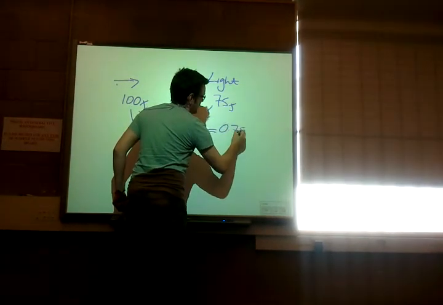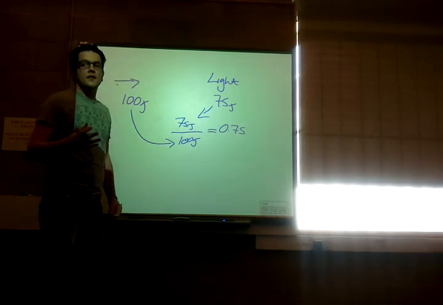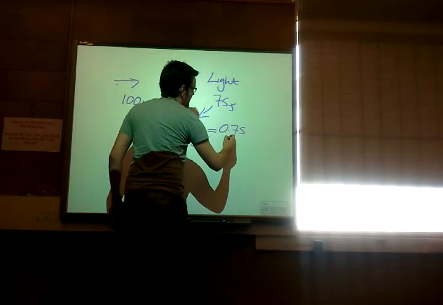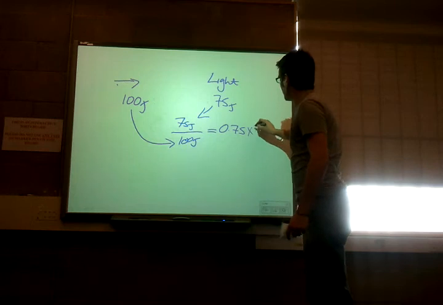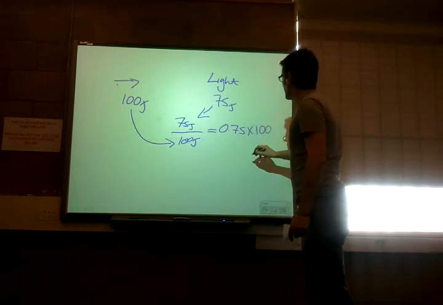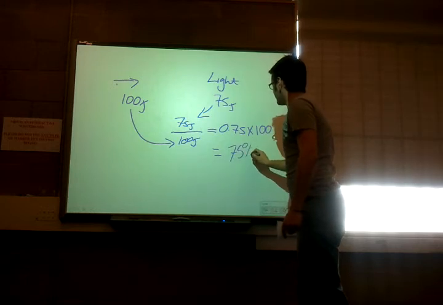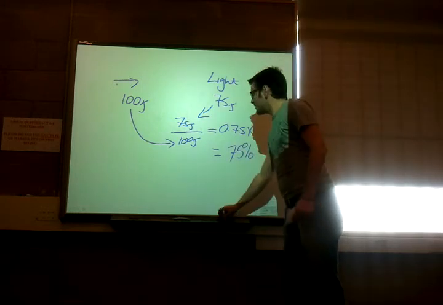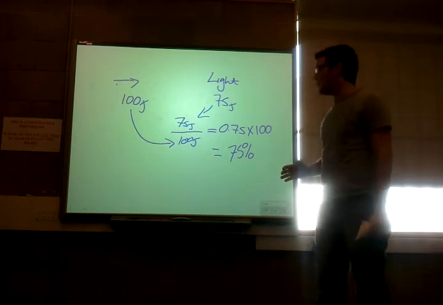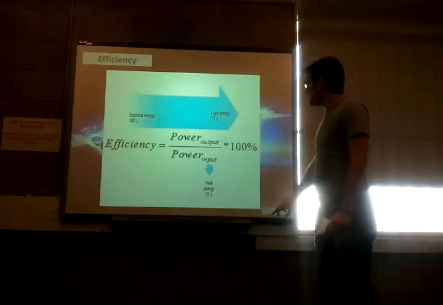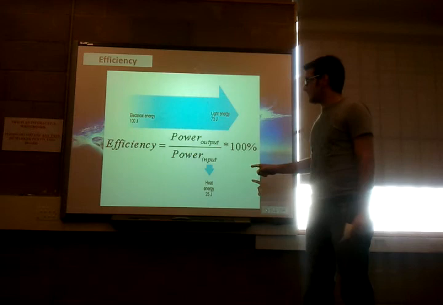Now, while you work that out, I can tell you that it comes out at 0.75. So what we need to do to work that out as a percentage is just times that number by 100, and this will give us 75%. So that means that our energy saving light bulb has an efficiency of 75%.